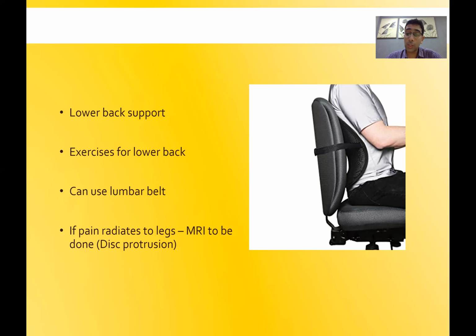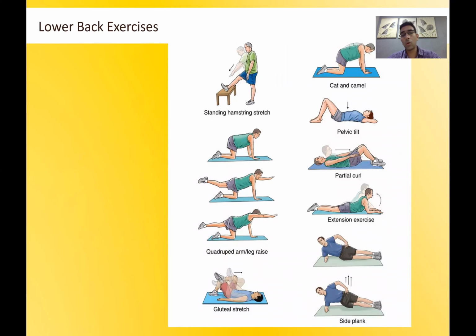If the pain radiates to the legs, if your pain is not only restricted to the back, but also radiating to the buttocks and the legs, an MRI may have to be done to rule out a disc protrusion. So these are some good lower back exercises. You can have a look at these and try to do them regularly. This will help to strengthen the muscles in the lower back and to prevent the strain on the back.